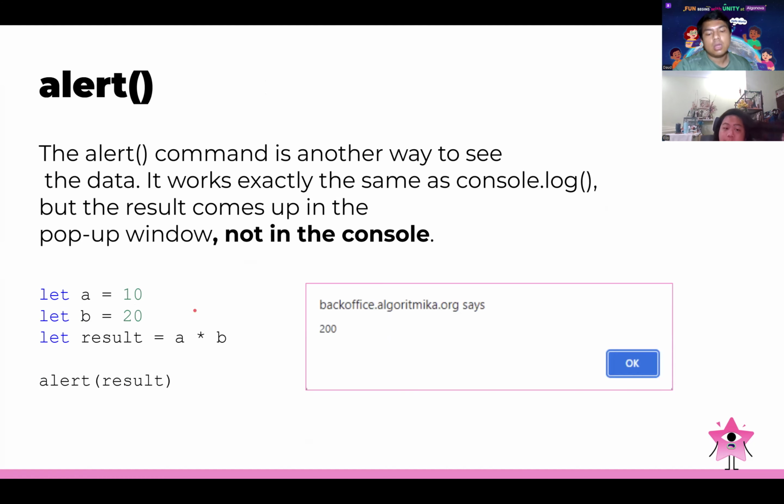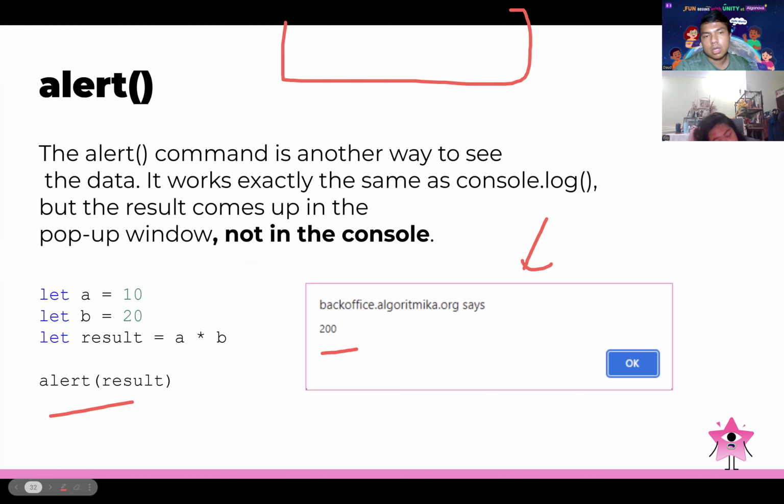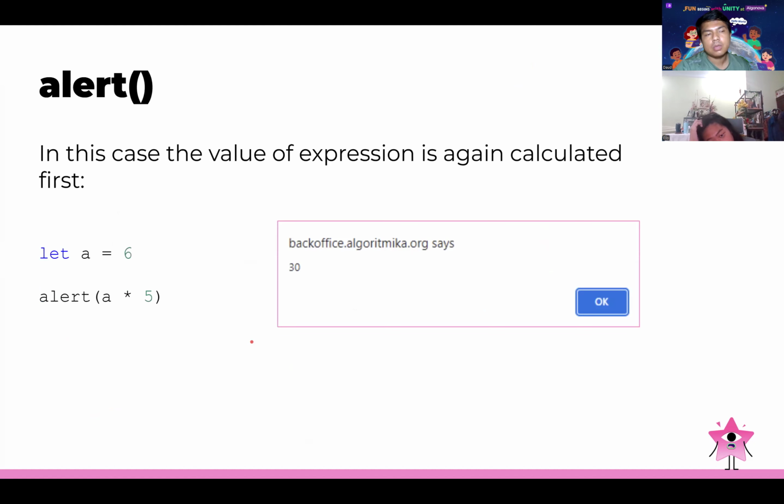Now, you can also use alert. Sometimes you can use the pop-up of the browsers, and then it will show you the information about it, which is 200. Yeah, like that.